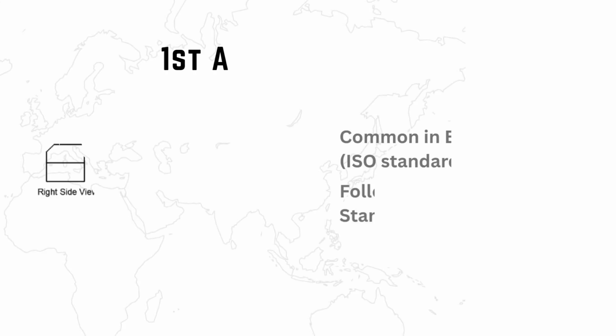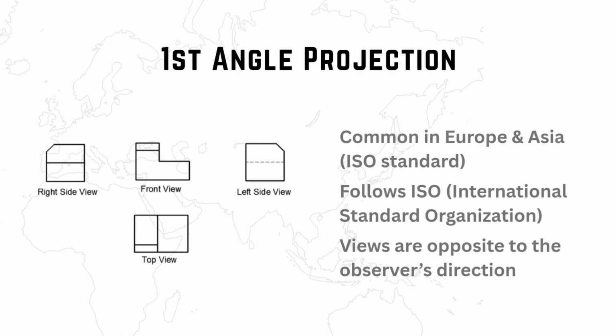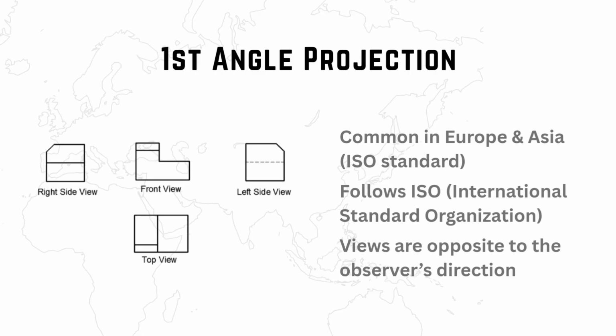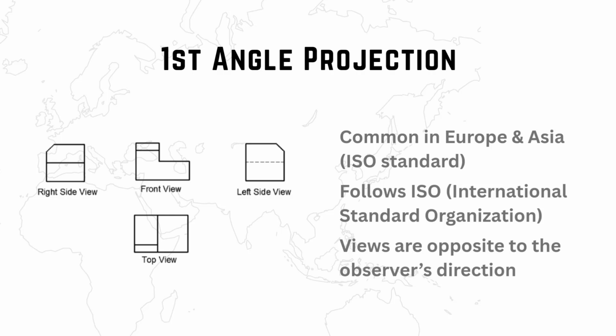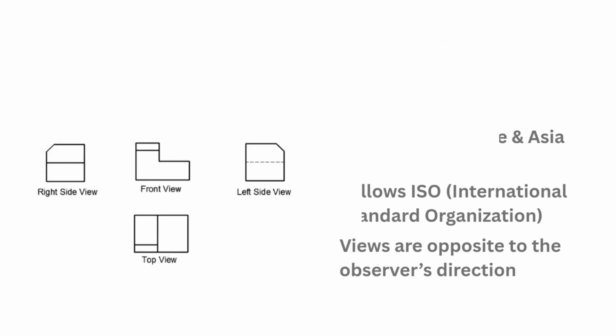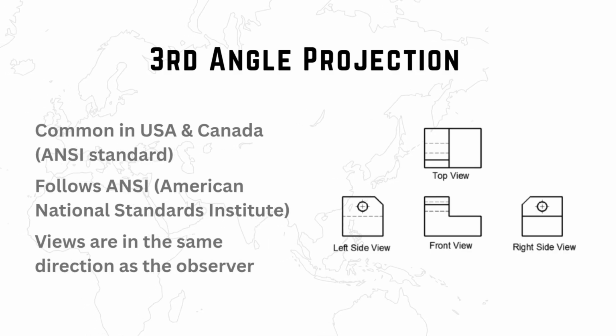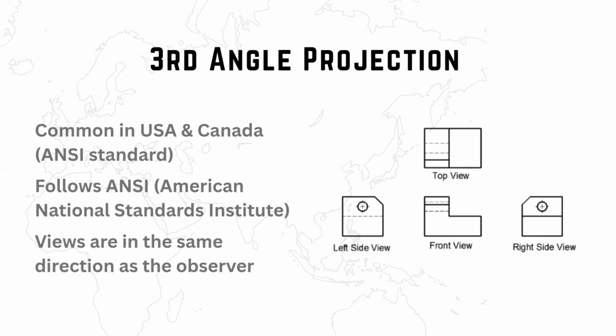In this video, we are diving into the two most important projection methods used around the world, that is first angle projection, commonly used in Europe and Asia, and third angle projection, which is used in the US and Canada. You will learn the difference between them, why the layout of the views changes, and which one to use depending upon your industry or region.